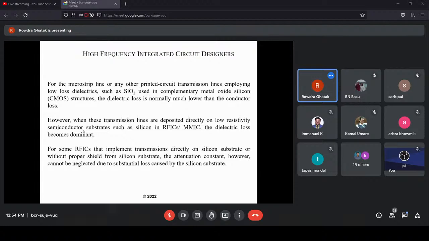So for the planar transmission line segments, in case of environments where silicon and silicon dioxide are present, when it is a microstrip line over the oxide layer, the dielectric loss is normally lower than that of the conductor. However, if these transmission lines are deposited directly on the low resistivity semiconductor substrate, then the dielectric loss becomes dominant. That is, the floating ground will face a different dielectric loss, and the top metallic conductor over the silicon dioxide system will have a different dielectric loss.